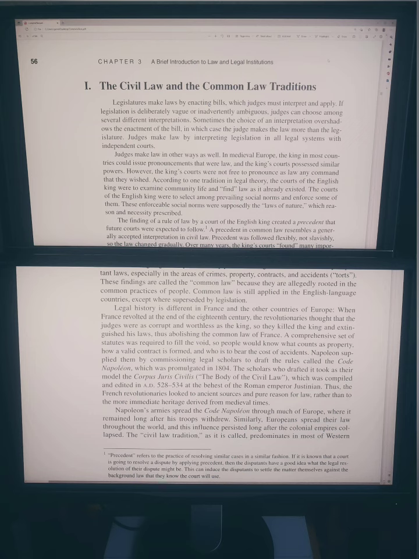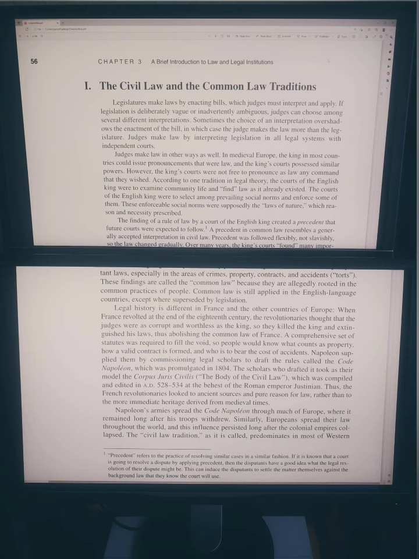The common law tradition, which originated in England, prevails not only in Great Britain but also in Ireland, the United States, Canada, Australia, and New Zealand, and the parts of Africa and Asia that Britain colonized, including India. Besides these two great traditions, the unique history of each country puts its own stamp on the law.